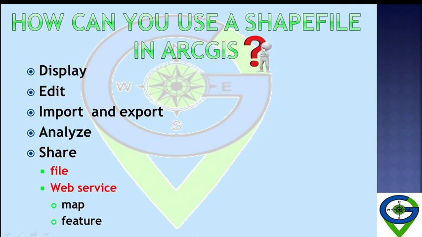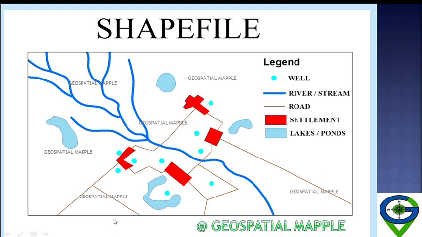So what can we do? How can we use a shapefile in ArcGIS? We can display it, edit it, import and export it. We can do multiple analyses using a shapefile. Then we can share it also, through a file or a web service. Web service includes map and feature. So like here we have seen that we have displayed multiple features using a shapefile.